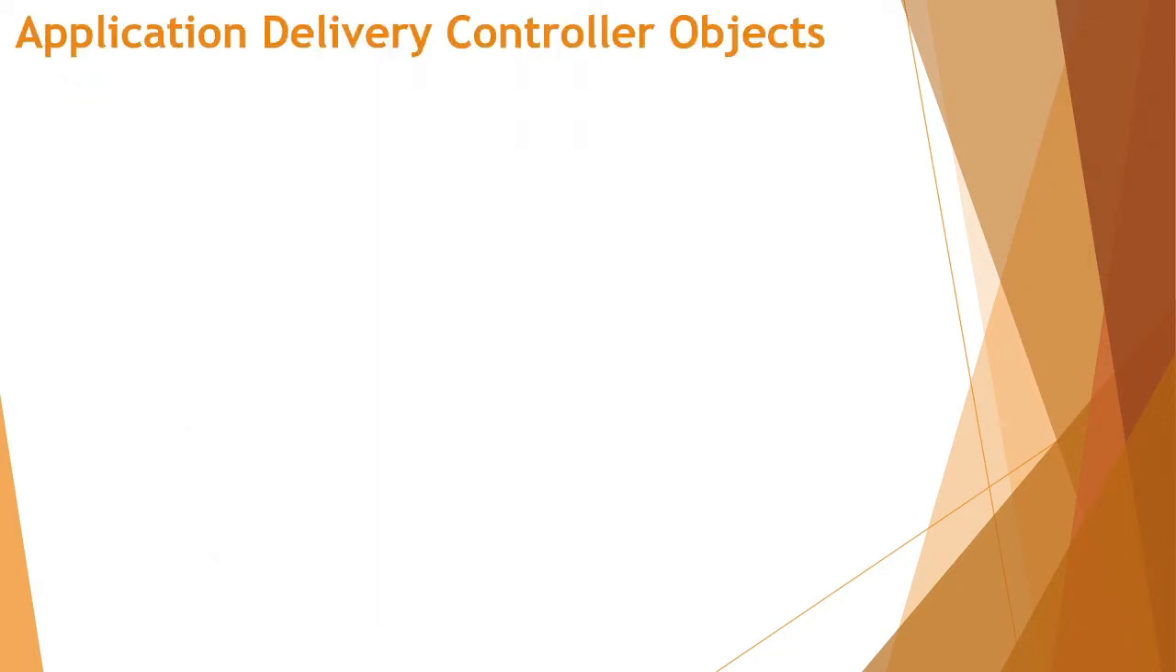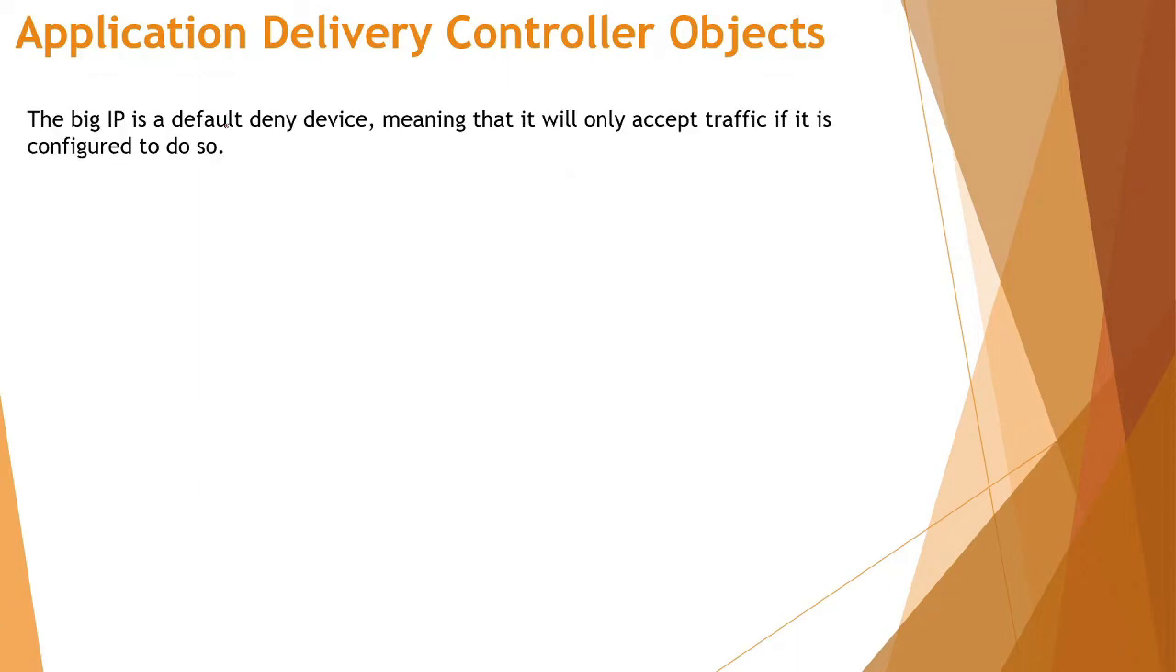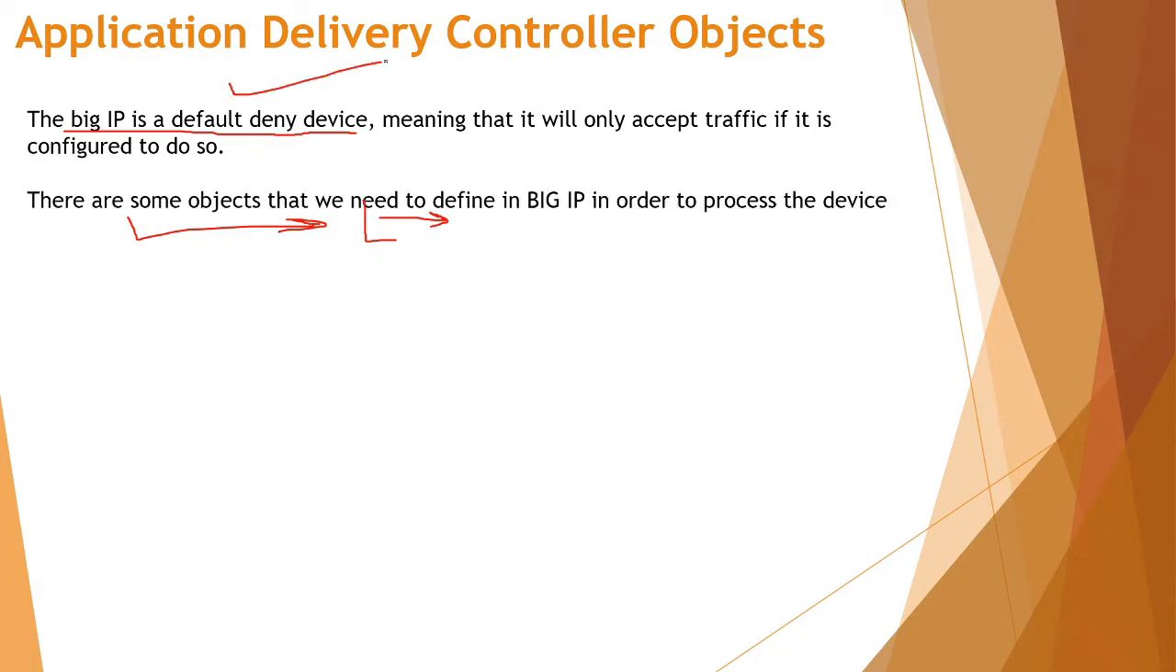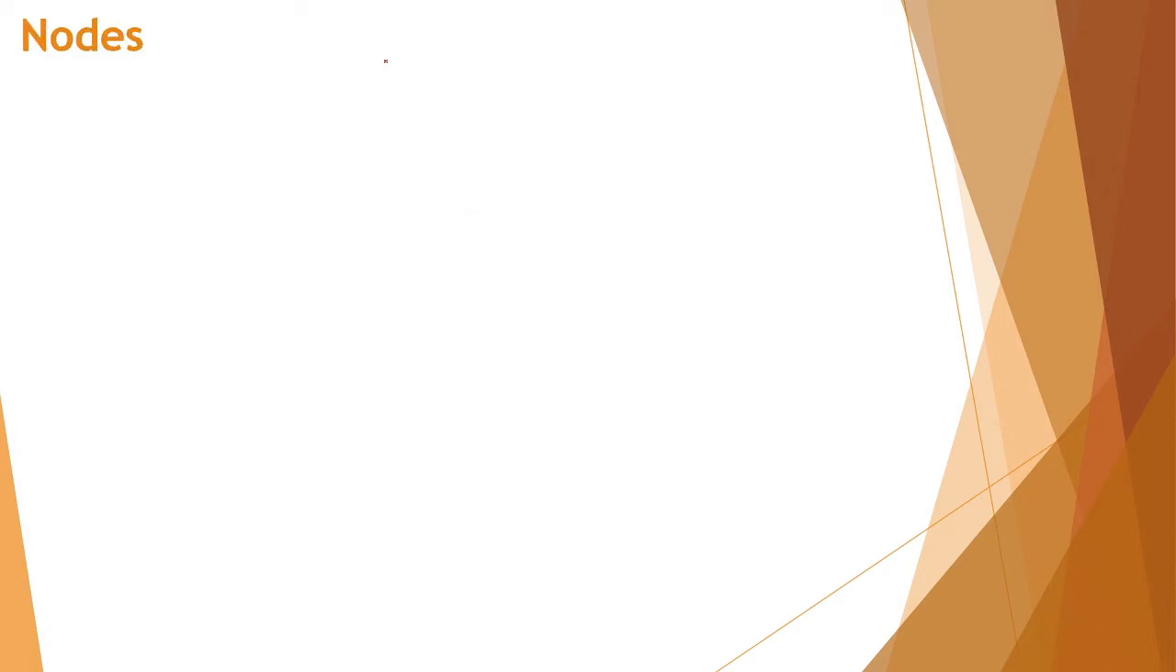Now let's discuss application delivery controller objects. The BIG-IP by default is a deny device. What does it mean? It means that it will deny the traffic if there is no listener. So what is a listener? We'll discuss. There are some objects that we need to define in BIG-IP in order to process traffic: virtual server, node, pool member and pool. Let's discuss them one by one.